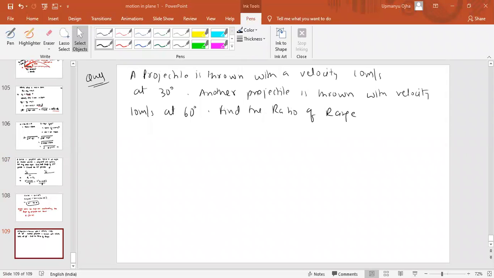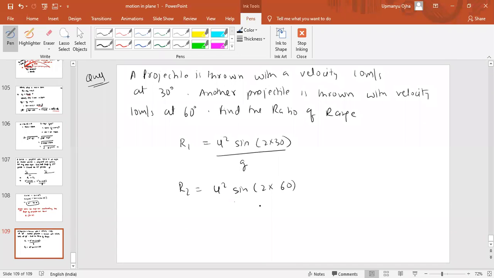Okay, so if you find the range for the first particle, R1, that is U square, which is 10 square, sine 2 theta, sine of 2 into 30, divided by G. Sorry, it is sine 2 theta. What is range 2? That is U square sine of 2 into 60 degree by G.